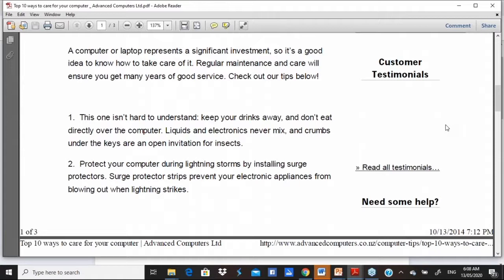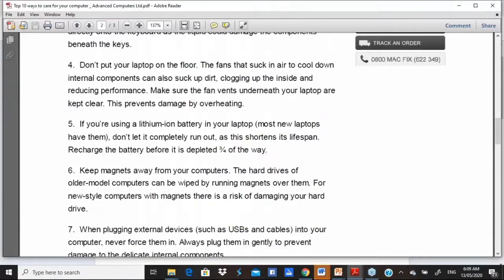So, number 2, protect your computer during lightning storms by installing surge protectors, because surge protectors prevent your electronic appliances from blowing out when lightning strikes. So when you are using your computer and there is lightning, maybe because of the rain that wants to fall, you need a surge protector. If you don't have a surge protector, the best thing is to unplug your device from the wall socket. Even when there is effective hardening in your home system, just unplug your device if you don't have a surge protector.